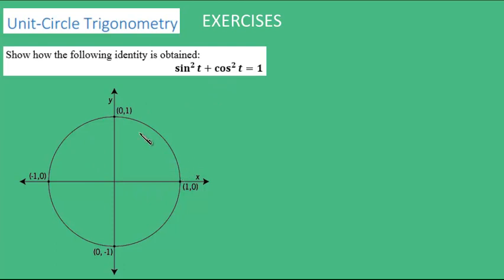So notice, 1, 0, 0, 1, negative 1, 0, and 0, negative 1. So let's place an arbitrary point somewhere on this circle right here.